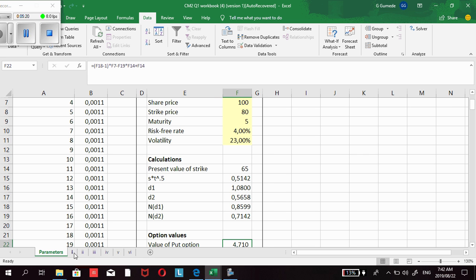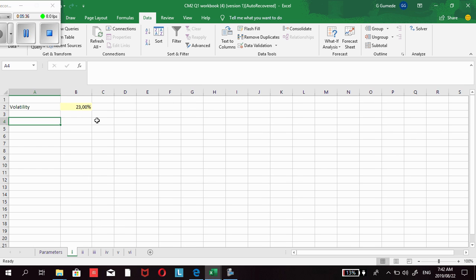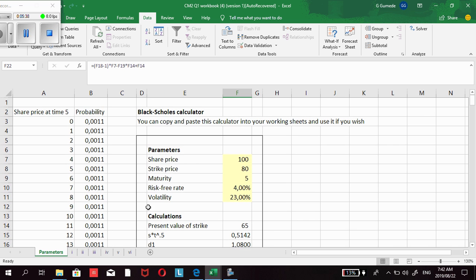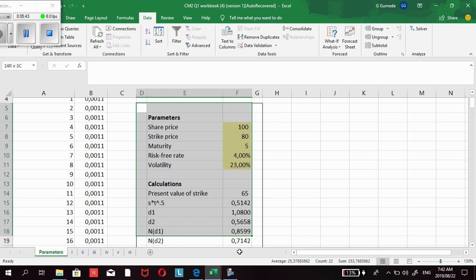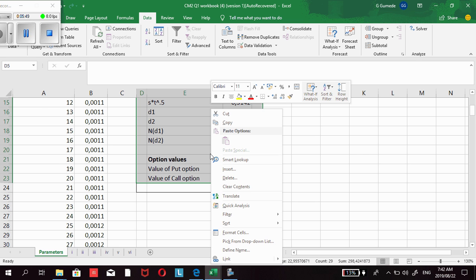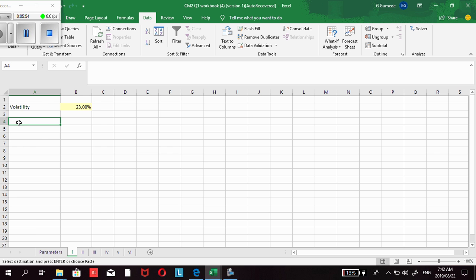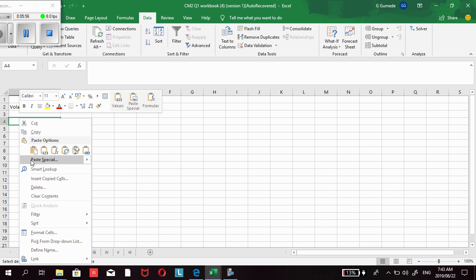So I'm going to come in this tab, which is part 1 of the question, and I'm going to put 23%. Now, you can't just put 23% there. You need to show your examiner the parameters you substituted. So what I'm going to do is copy my workings in this Black-Scholes calculator. So I'm going to copy, then I'm going to come here, then paste everything. Now I won't just paste.